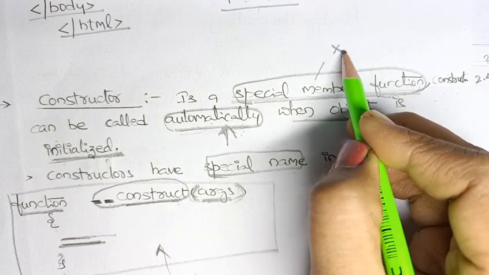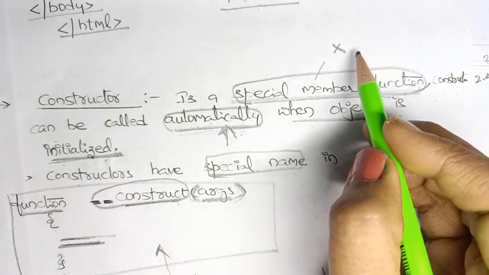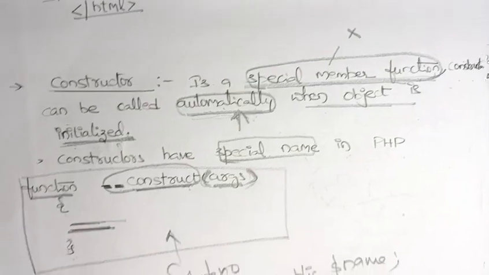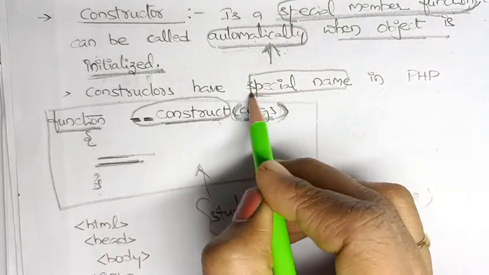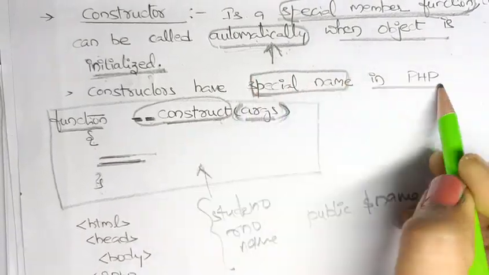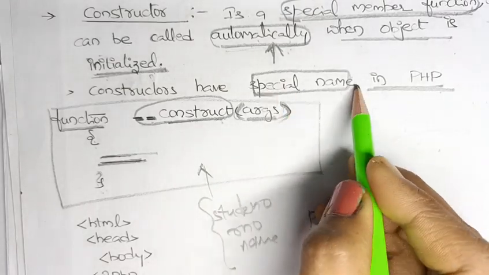You need to remember that a constructor is a special member function. It's not the same as the class name, like in C++ and Java. To define a constructor, we have a special name in PHP. This you need to remember.